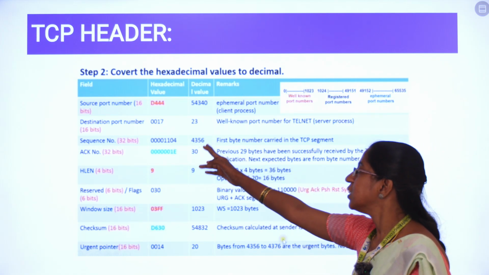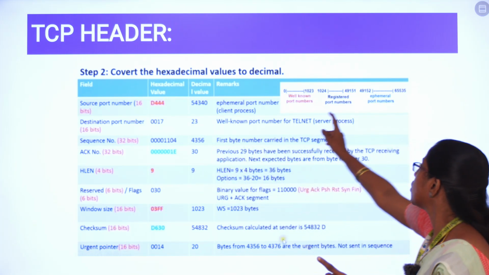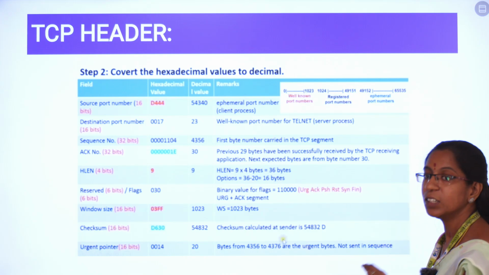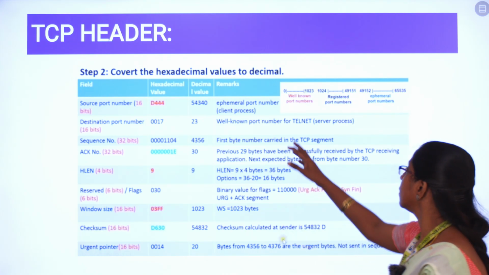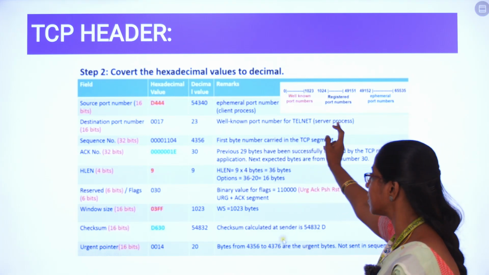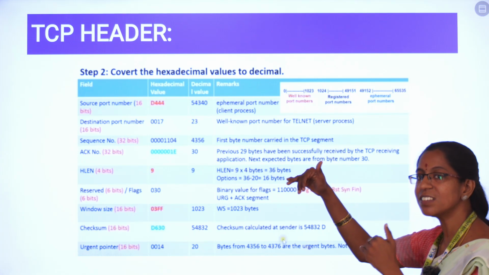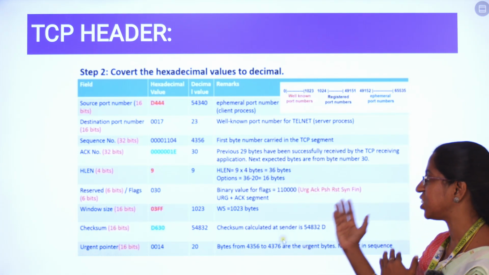Destination port number 0017, corresponding decimal number 23. So 23 comes under well-known port numbers. It is purely assigned to the server. This tells us this is the server. So client to server: our source is the client, destination is the server. So connection establishment starts from source to destination.